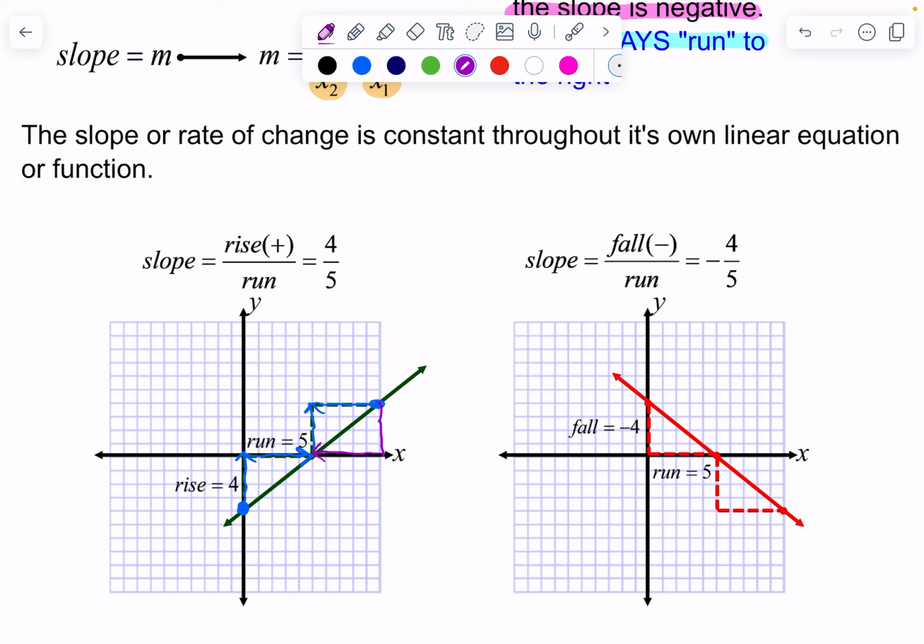For example, I want to show you how the slope negative 4/5 works. Well, I start here at my y-intercept, and this time I'm going to go down 1, 2, 3, 4, and I'm going to run 1, 2, 3, 4, 5 to the right. If I were to go backwards, I could start at my y-intercept again and go up 1, 2, 3, 4, and then 1, 2, 3, 4, 5 to the left. And that would stay in constant, continuous slope with the original line.